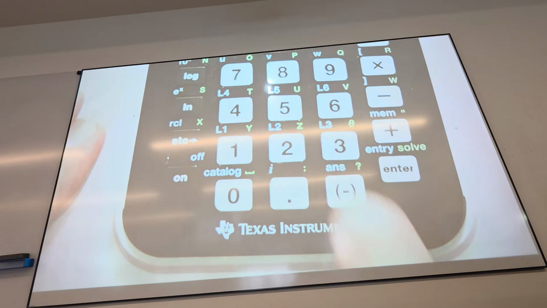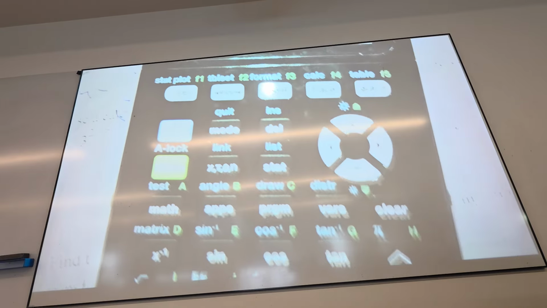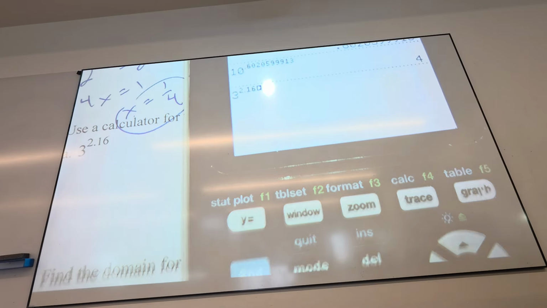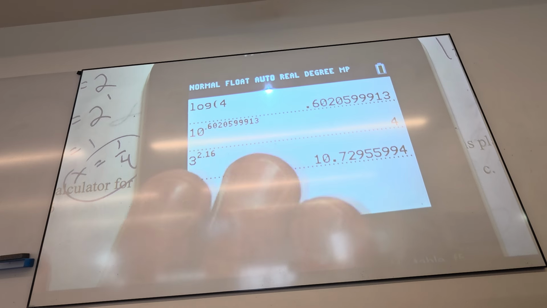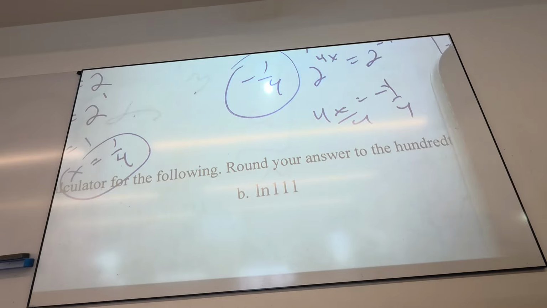So if I do 3 to the, what was it, 2.16, I get that. Did you guys get that? Okay, good. I was worried about my poor little calculator. How's he doing today? Apparently so far so good.